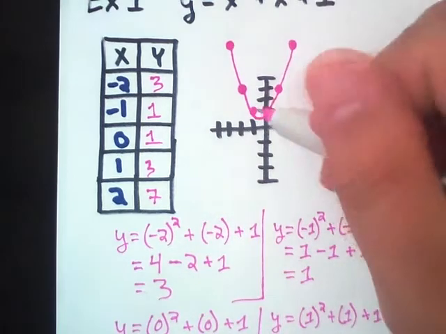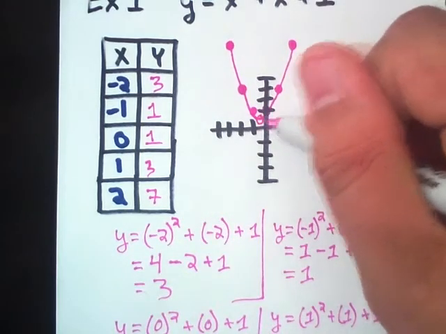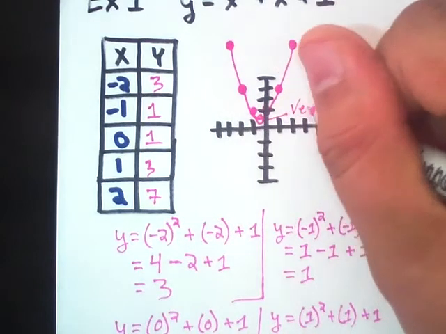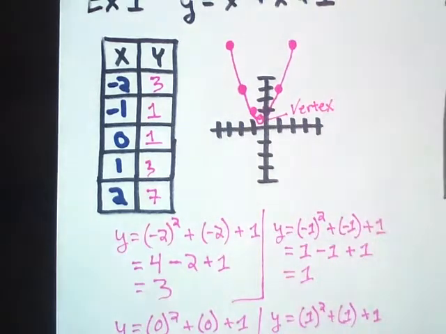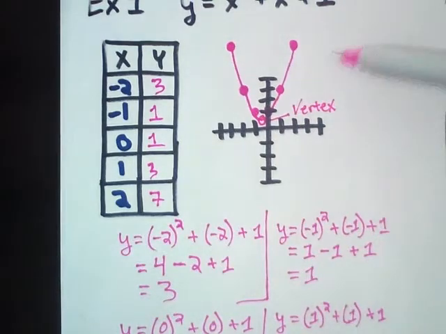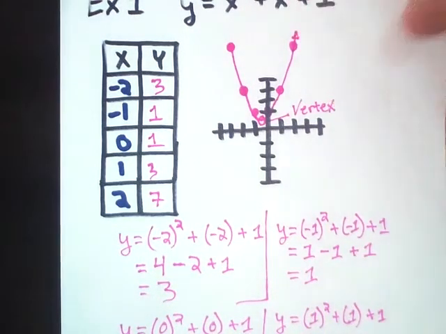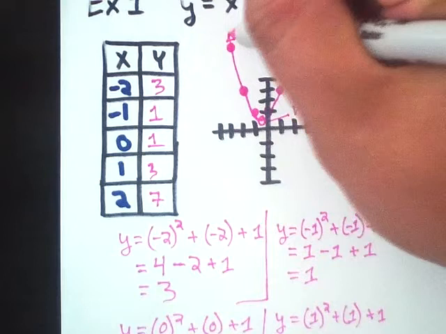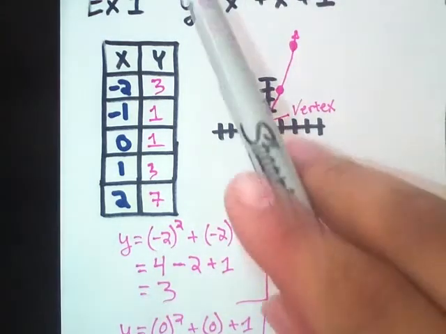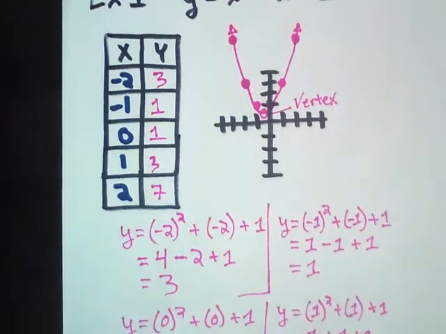Well, we still have that point right here, and it has a specific name. It's called the vertex. And this is either going to be the lowest or the highest point of your graph. Now, you need to remember, this is still a curved line. It's going to go forever in those directions. It's never going to end. A parabola does not end.